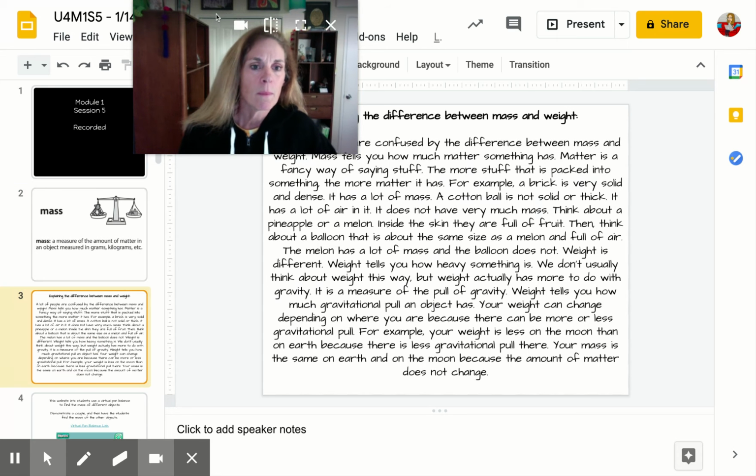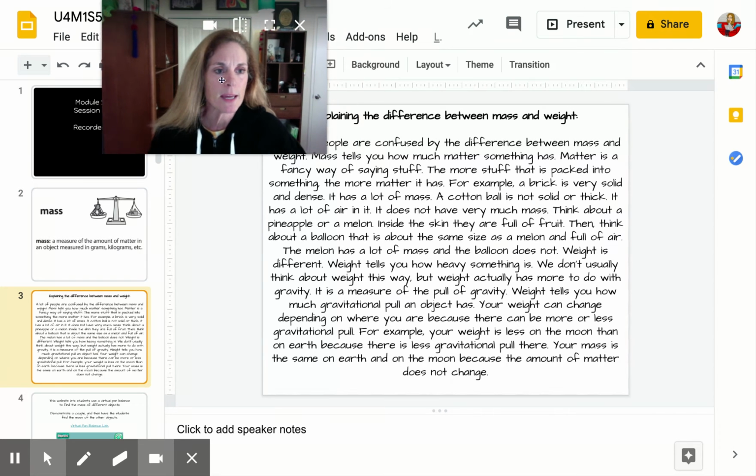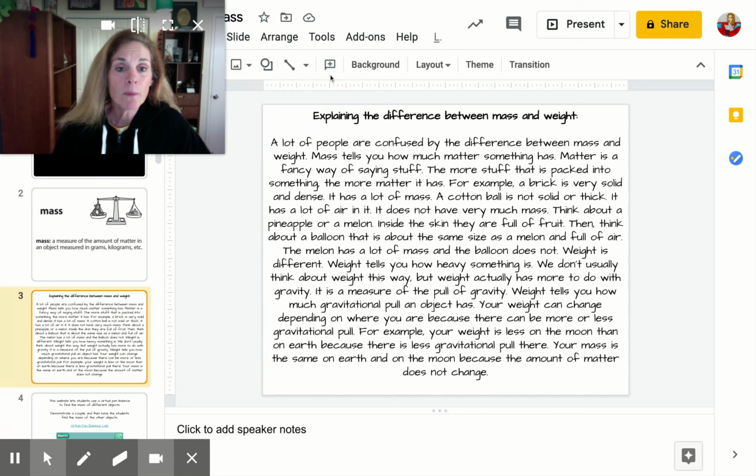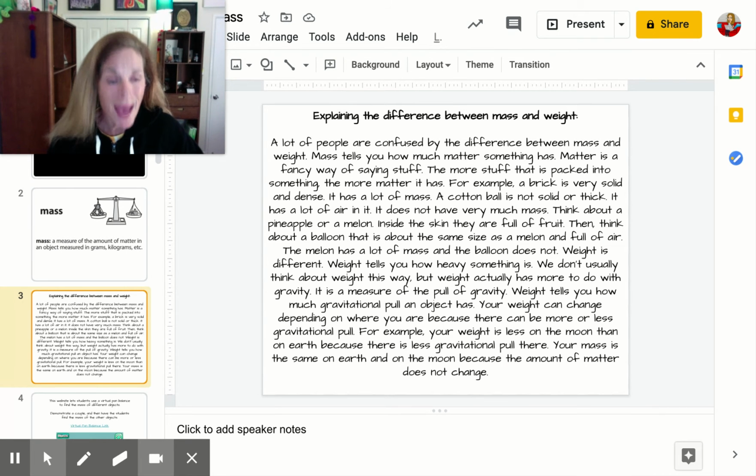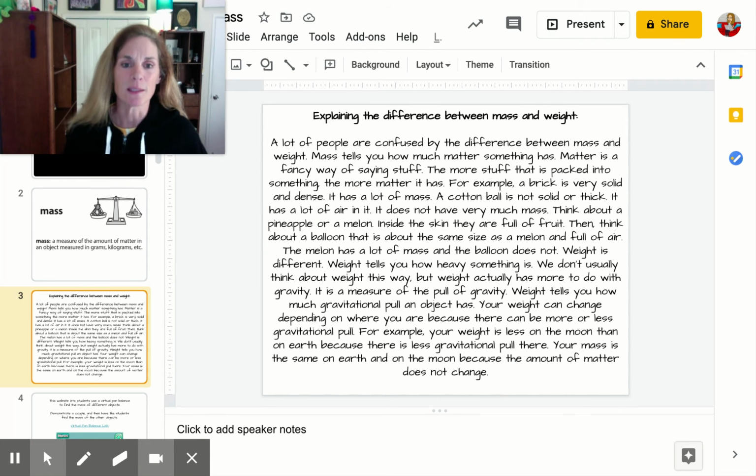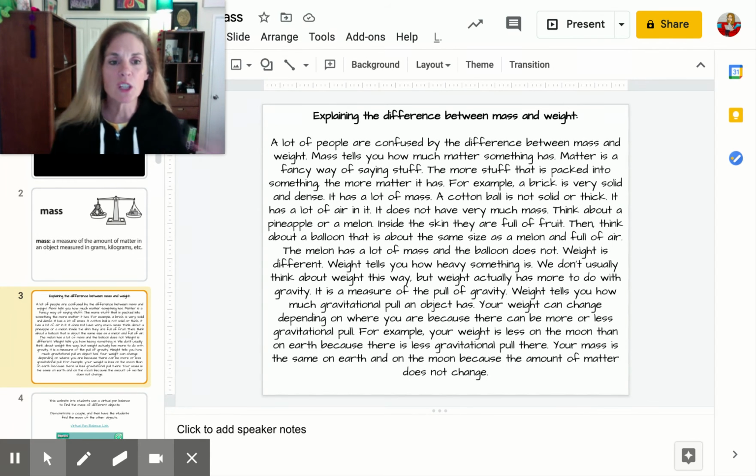So mass is tricky. A lot of people are confused by the difference between mass and weight. Mass tells you how much matter something has. Matter is kind of a fancy way of saying stuff. The more stuff that's packed into something, the more matter it has.